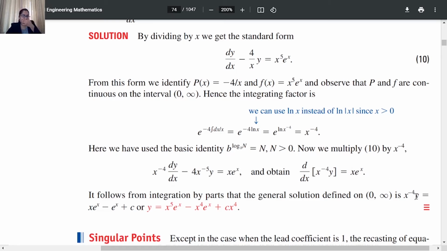Okay, so we have x raised to minus 4, which is the integrating factor, into y is equal to x into e raised to x minus e raised to x plus c. That is obtained by integrating x into e raised to x. Or if you have to find y, I just have to remove x raised to minus 4 from here, so I can do it by multiplying both sides by x raised to 4, right? So I get y equal to x raised to 5 into e raised to x minus x raised to 4 e raised to x plus c into x raised to 4.